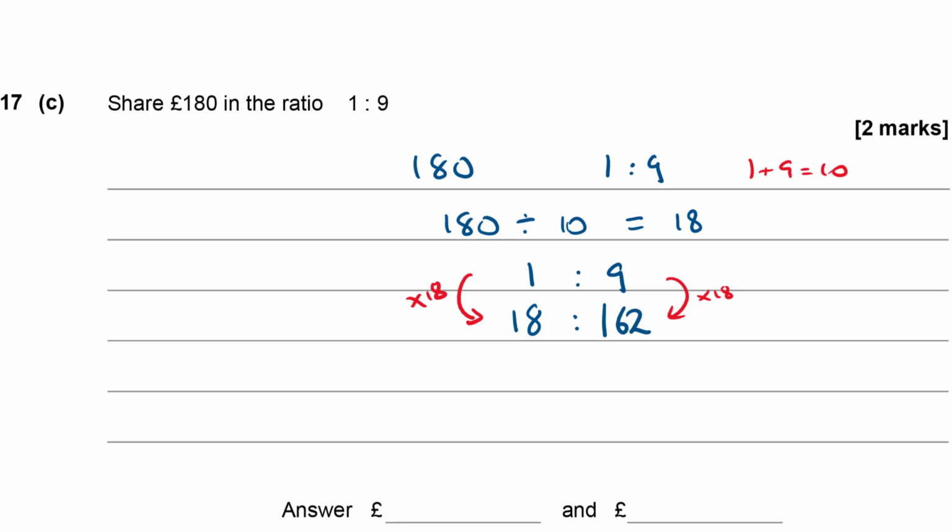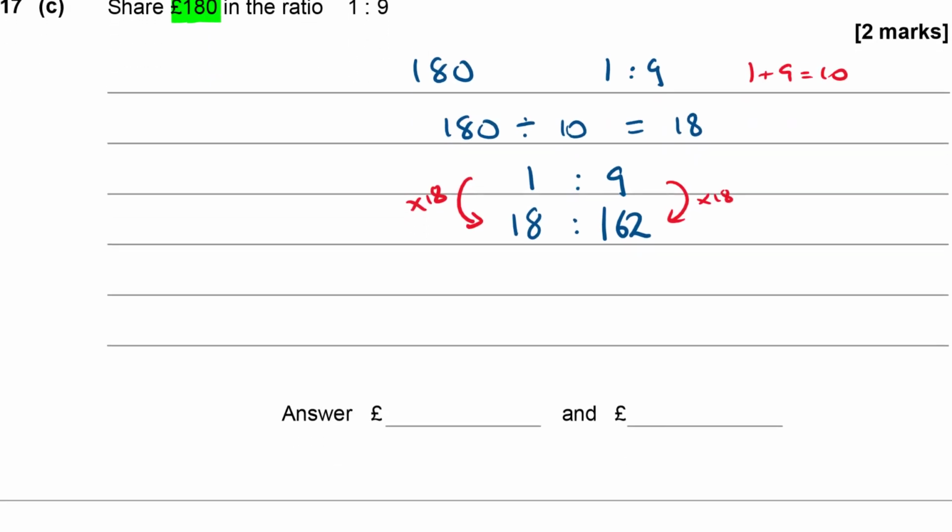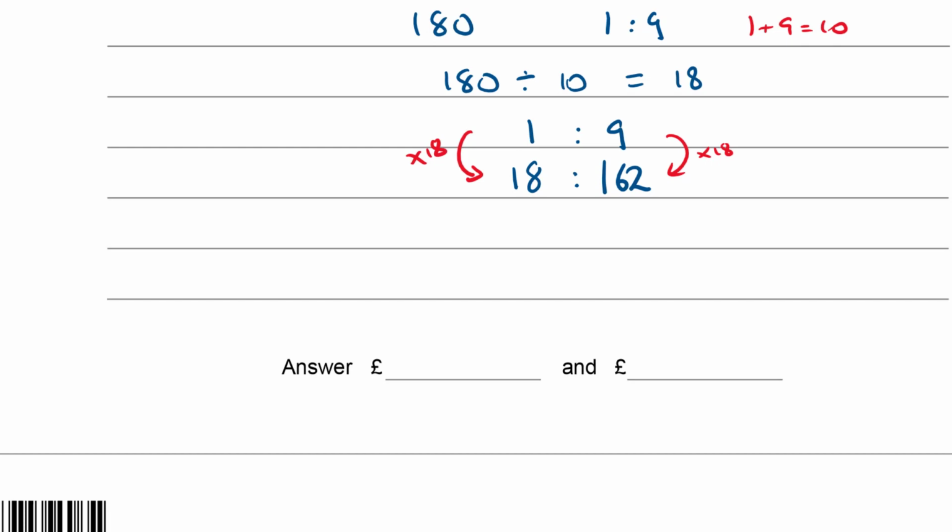Okay, so 18 to 162. You can just double check here that your two final answers should end up adding up to what you started with. 18 plus 162 is 180. So I'm feeling fairly confident that my correct solution is 18 and 162 pounds.